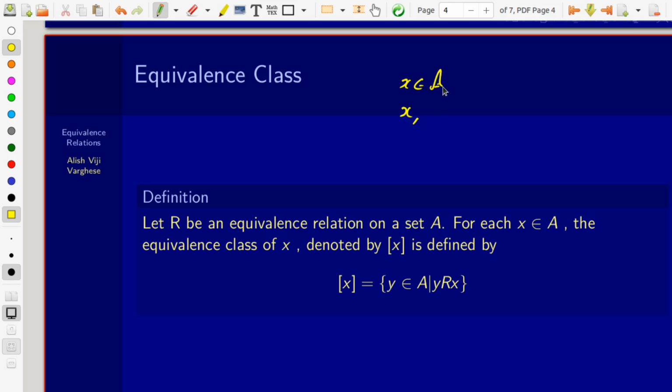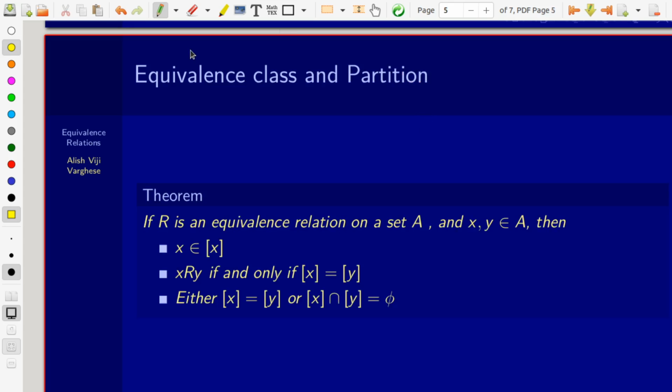In some cases x is the only element which is related to x. In some cases there are a finite number of elements which are related to x, or infinitely many elements which are related to x. Anyhow, if we collect all the elements which are related to x as a set, then that set is known as the equivalence class of x.